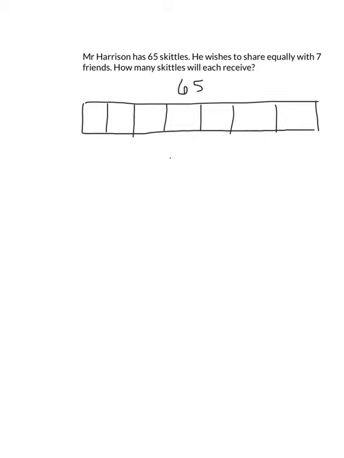So if we think about it, well, we know we could share 5 with each friend. So if we share 5, that's 5, 10, 15, 20, 25, 30, 35. So wait a second. So if I had 65, and I gave away 35, I still have 30 left.